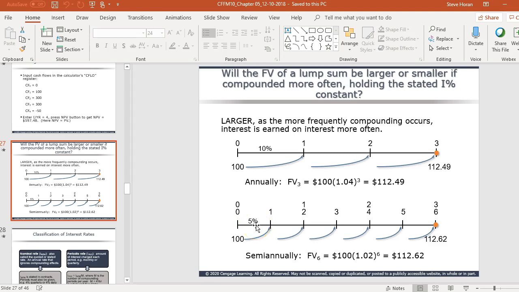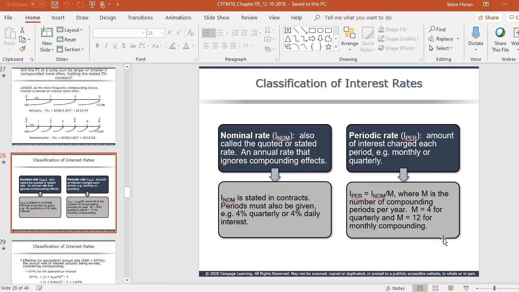But if I compound at 5% every 6 months, that's 6 compounding periods. That's 112.62 versus 10% annually, which is 3 compoundings, which is 112.49. So the 112.62 is obviously higher. Now, at $100, it's not significantly different, but if that was $1,000 or $10,000 or $1 million, now we're talking some significant differences.